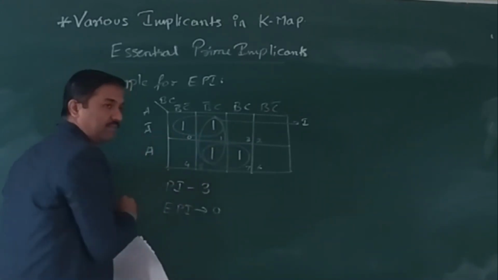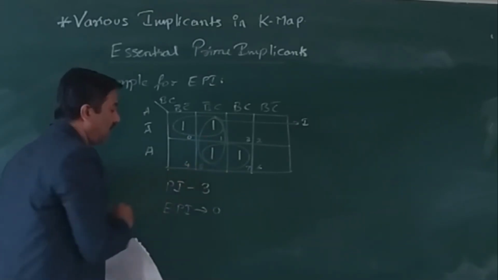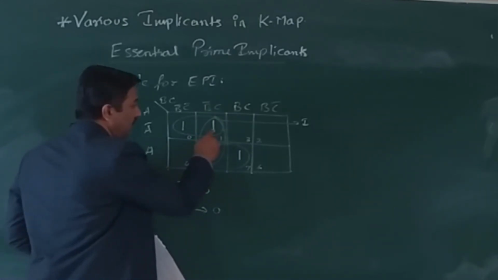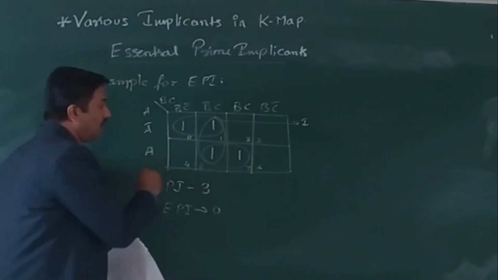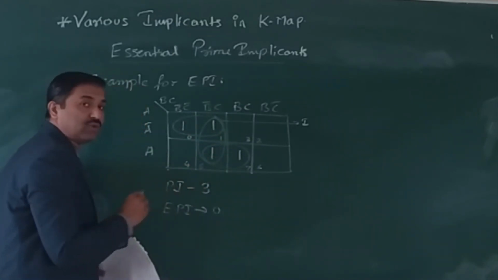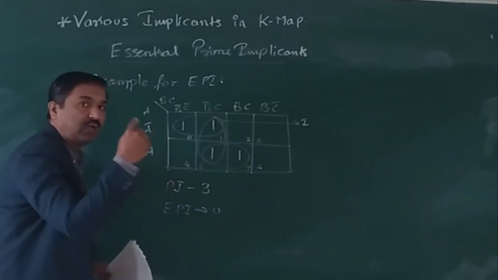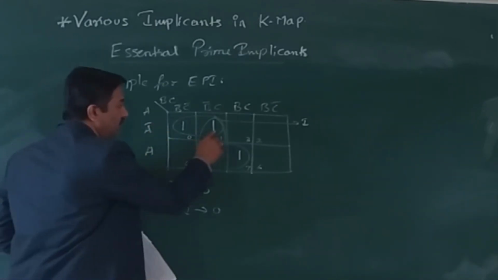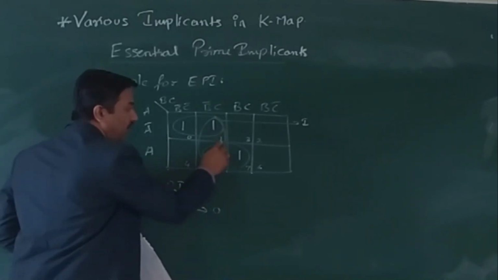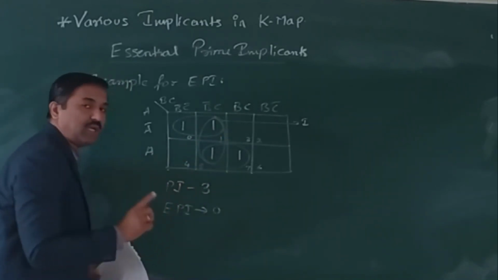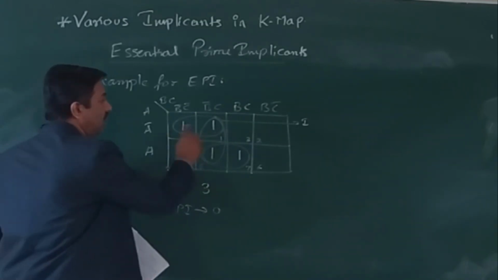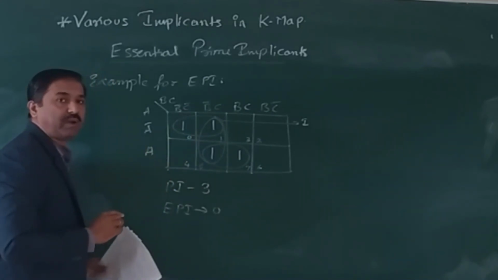Now go with this one, which is a part of cell number 1. Is this one an essential prime implicant? Let me check. This one is getting covered with this one, and this one is also getting covered with this one. So it is getting covered in more than one group. As it is getting covered in more than one group, the one represented in cell number 1 cannot be considered as an essential prime implicant.